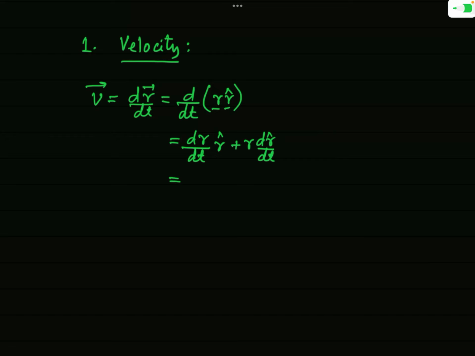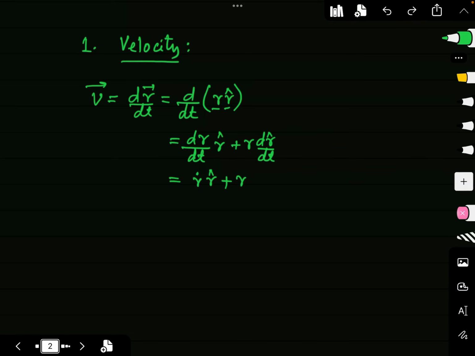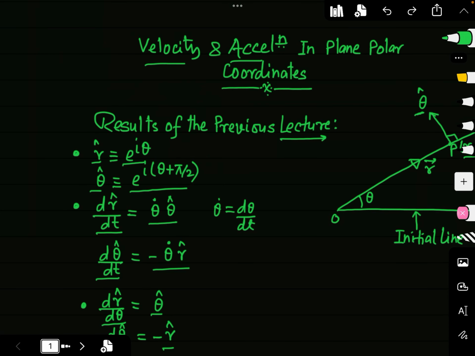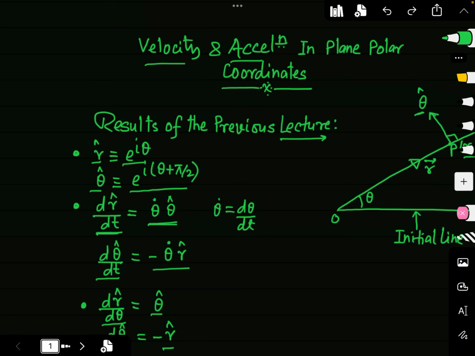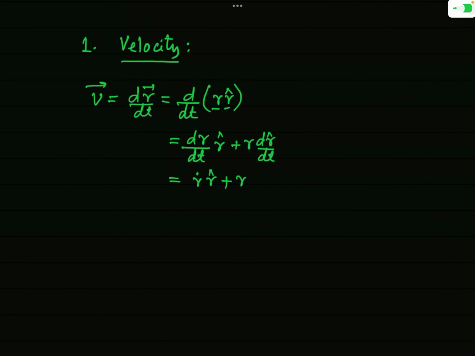Now, this dr/dt is denoted by the symbol r dot. So this is r dot times r hat, plus r. Now, you have seen in the previous lecture, which I have mentioned here, that this d r hat/dt is equal to theta dot times theta hat. So instead of d r hat/dt, you can write theta dot times theta hat.